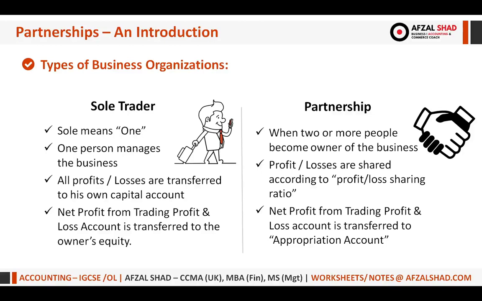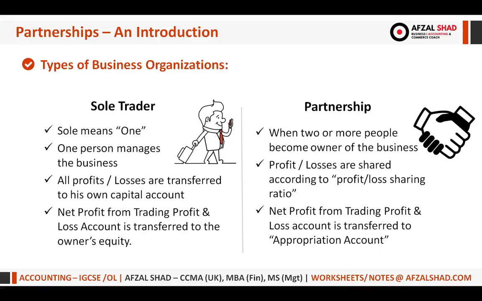The profit and losses are shared according to the profit and loss sharing ratio. Obviously, there are two people now, so all of the profits cannot go to one person. Like in a sole trader, for example, if you had 5,000 profit, it was going to one person. But in a partnership, as there are two or more people, whatever profit there is is going to be distributed amongst the partners.